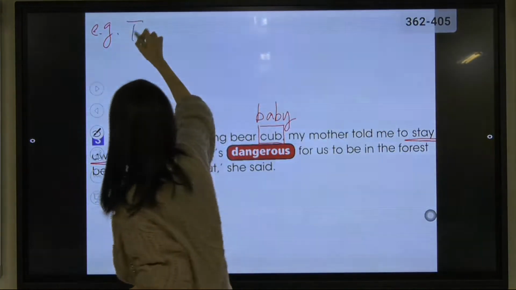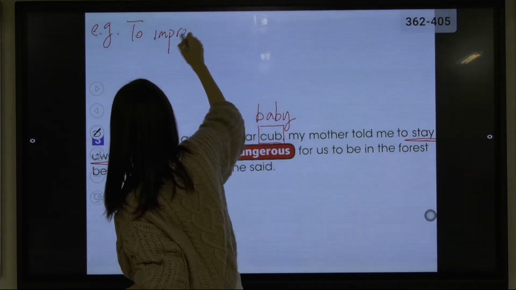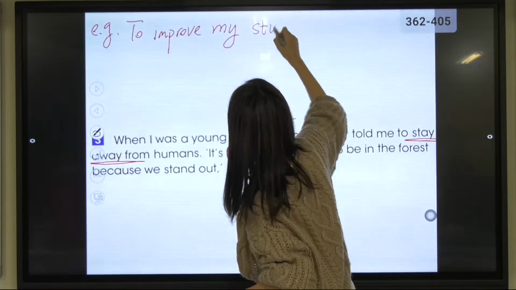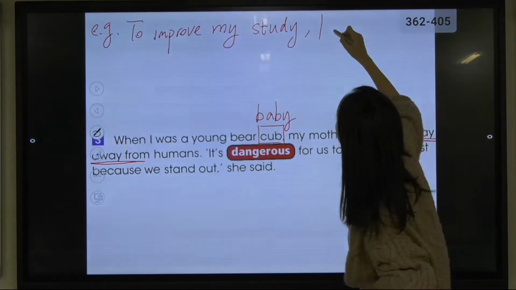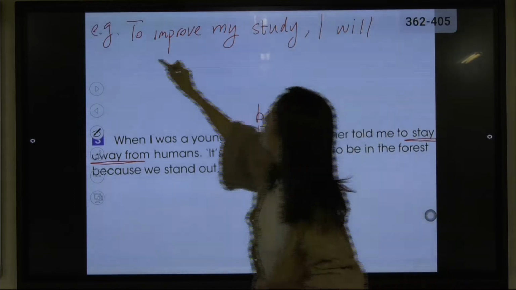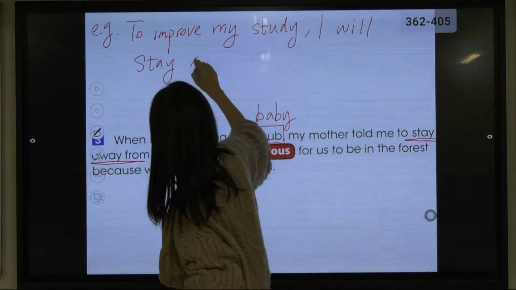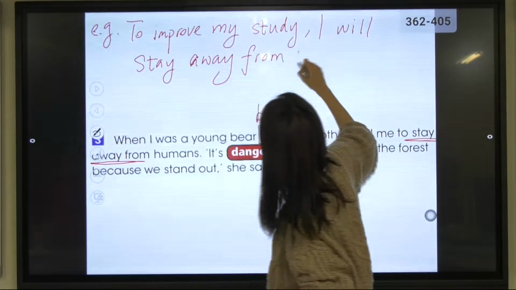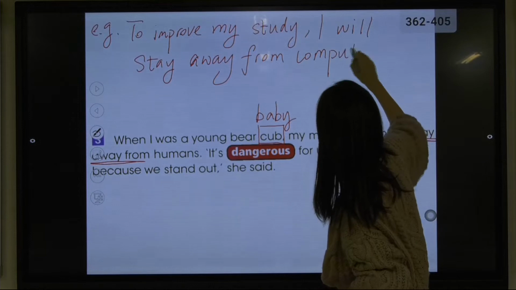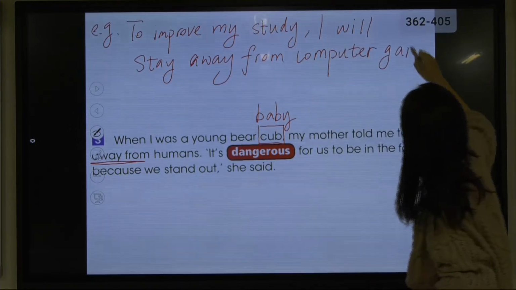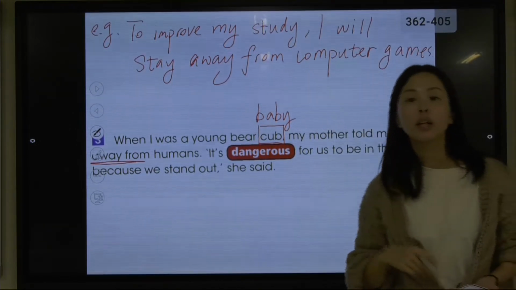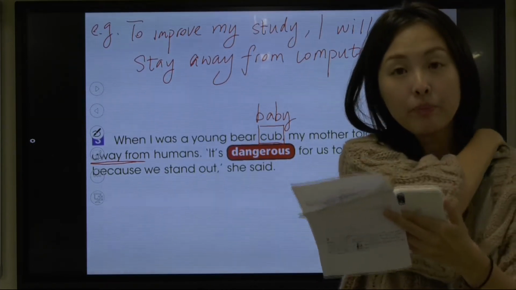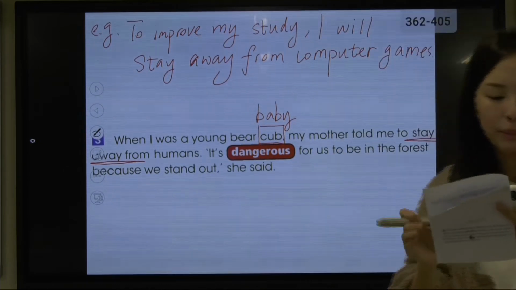To improve my study, I will stay away from computer games. Okay, 遠離打機啊, so stay away from computer games. Okay, write down. Okay, write down everyone.